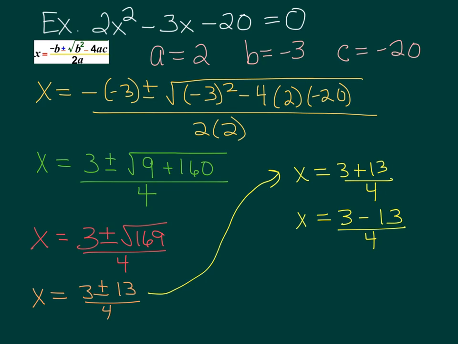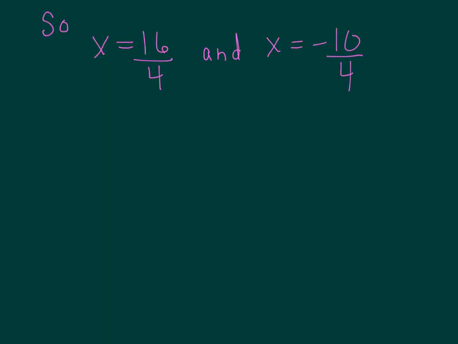Order of operations is greatly important here. So you must do everything on top before you do your division step. So x equals 16 over 4 and x equals negative 10 over 4. And now we need to simplify as far as we can go. And we get x equals 4 and x equals negative 5 over 2. And these are the two x-intercepts for this quadratic equation. These are the two places where this graph will cross the x-axis.